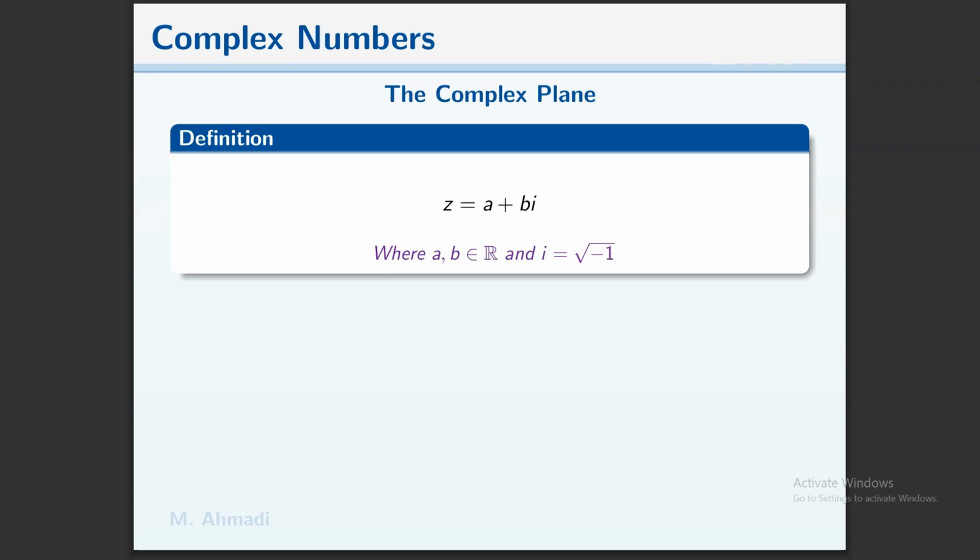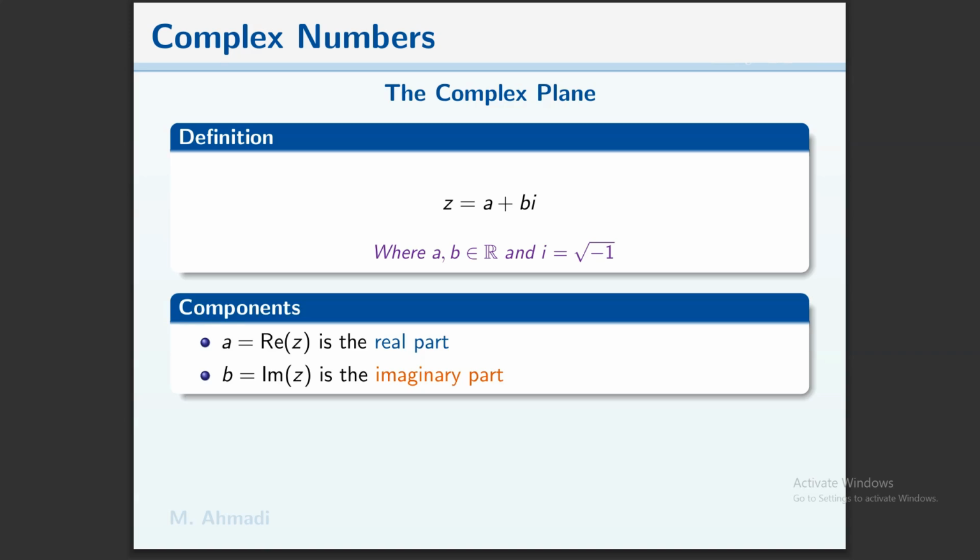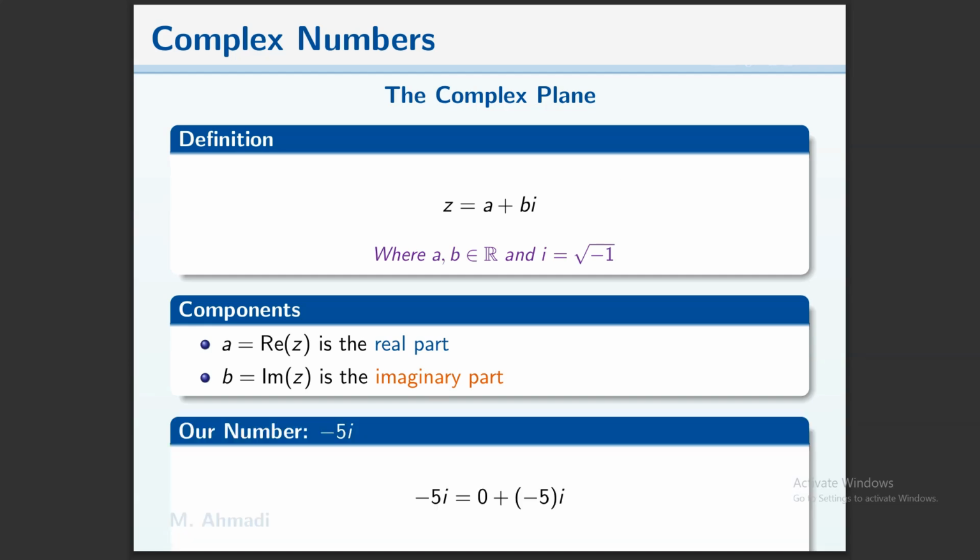For complex numbers, we have the complex plane. A complex number z equals a plus bi, where a and b are real and i equals the square root of minus 1. z has two components: a is the real part, and b is the imaginary part of z. Our number is minus 5i, so minus 5i equals 0 plus minus 5 multiplied by i.